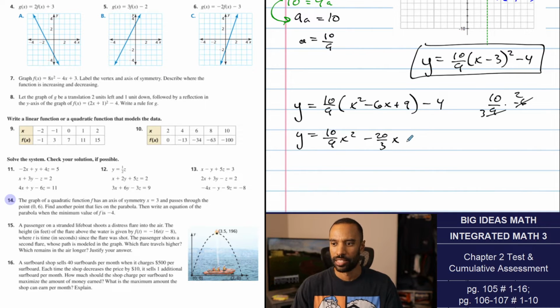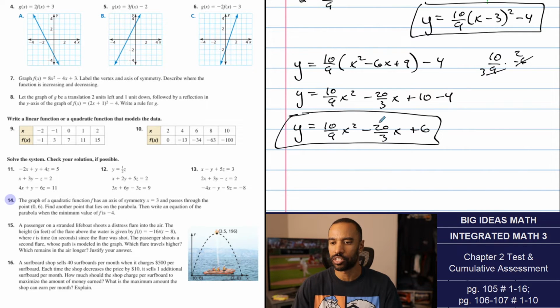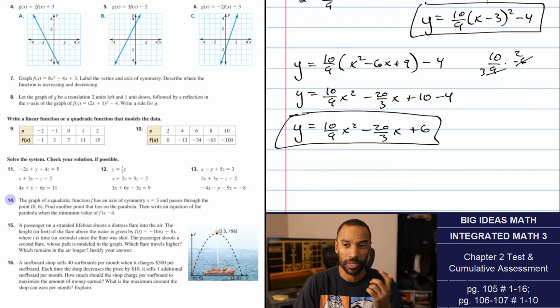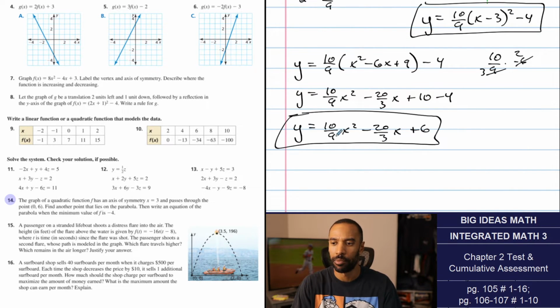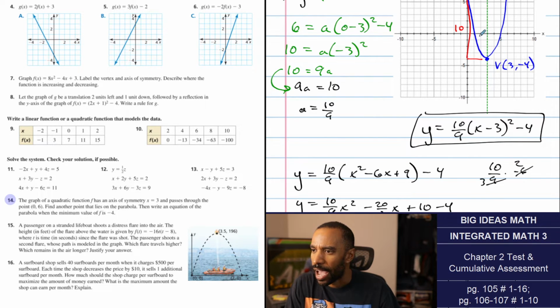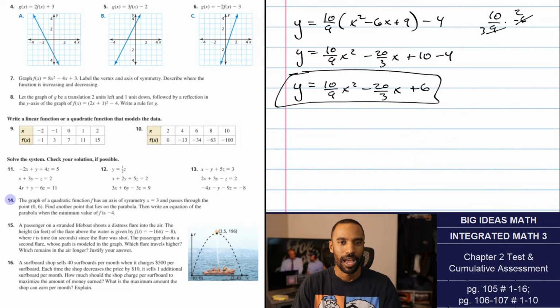It's kind of weird. And 10/9 times 9 is 10. And 10 minus 4 is 6. So you get y equals 10/9 x squared minus 20/3 x plus 6. I don't know if that's what they wanted, but at least this confirms that we get that 6 y-intercept that we had before. It's kind of a nice way of just showing that it still pans out. So we have vertex form, we have standard form. I'm not going to dare do a factored form. The stretch factor is 10/9. All right, let's keep moving forward to number 15.